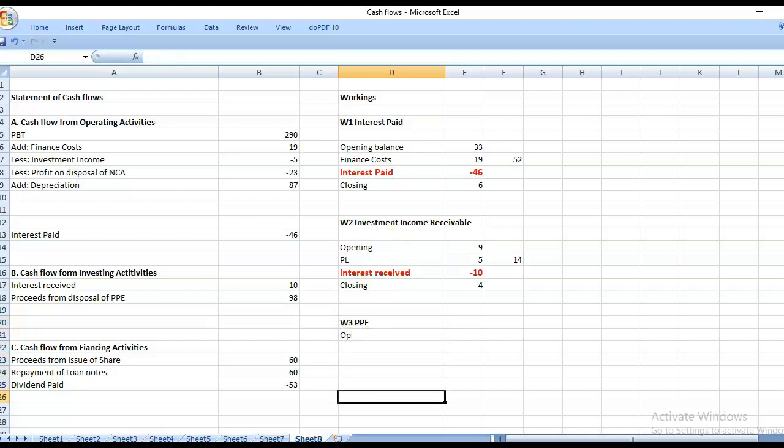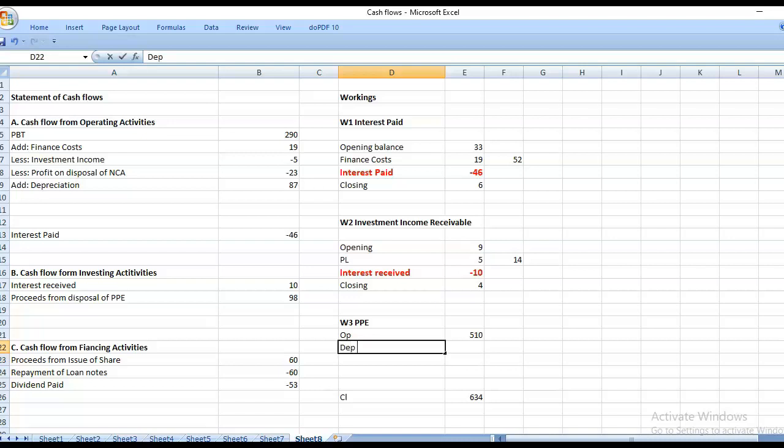I have opening, I have closing. Opening 510, closing being 634. Think at the top of your head and chalk out the reasons why it would change. Probably because there's a purchase, it would increase. Probably because there's a sale, it would decrease. Because of depreciation, again, it will decrease. Because of revaluation, it will increase. So these are the reasons.